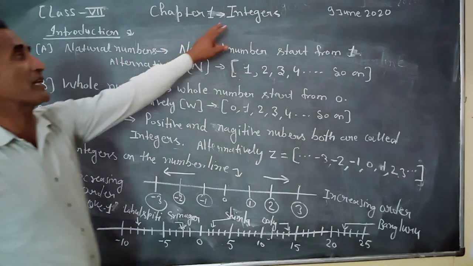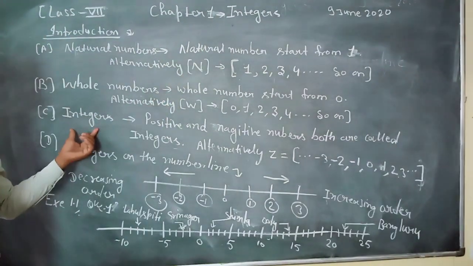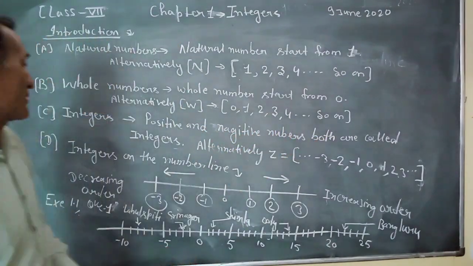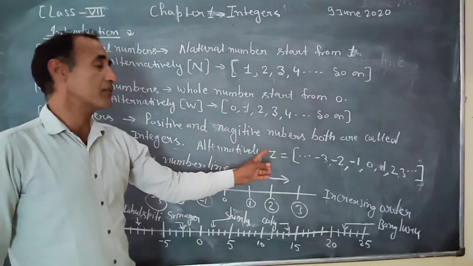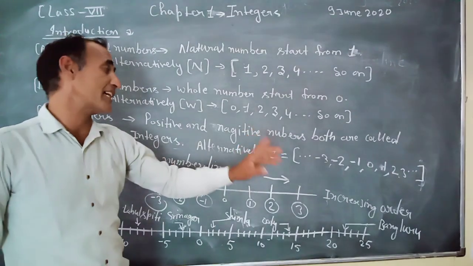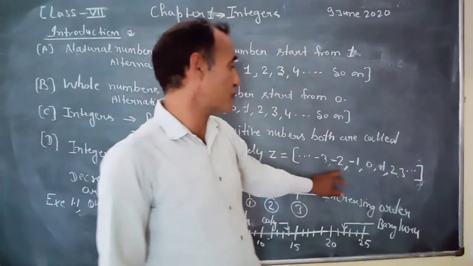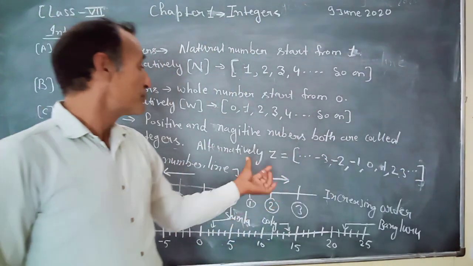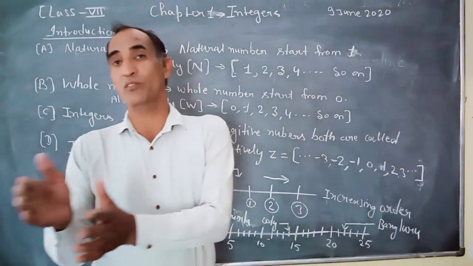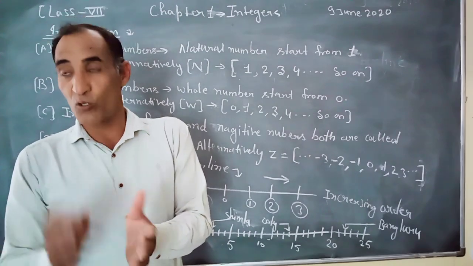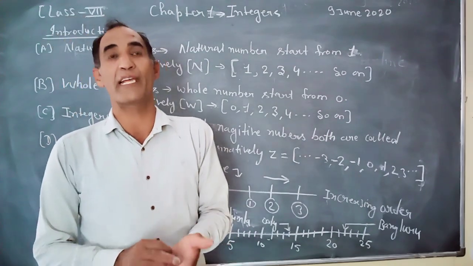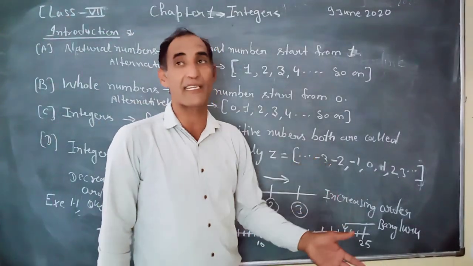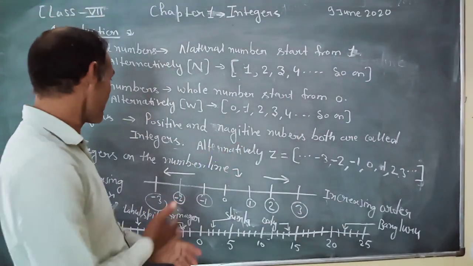Our chapter name is the integers. So what are the integers? Positive and negative numbers are called integers. Alternatively, we put the short form Z: -3, -2, -1, 0, 1, 2, 3 and so on. If numbers do not have any sign, the plus sign, then they are the positive numbers. And those that have the minus sign are called the negative numbers.